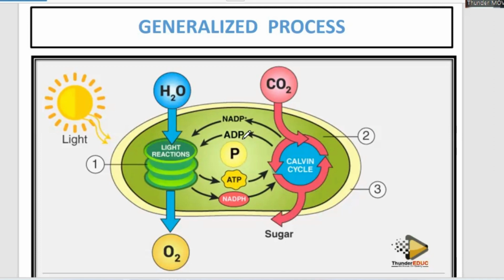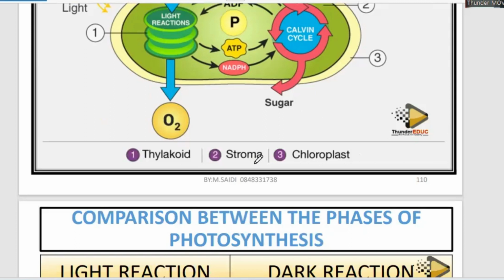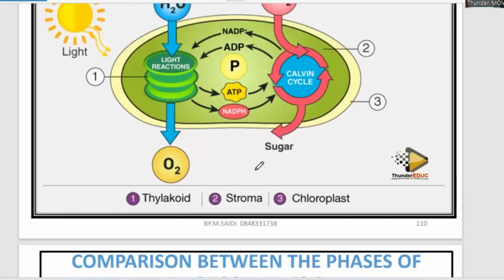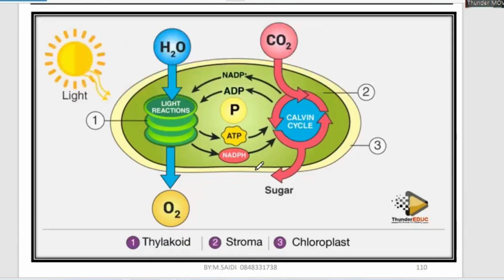Now the ADP, adenosine diphosphate, and the NADP plus will go back to the light phase, and then be used over and over and over again. So basically, that is the process of photosynthesis. I know that students have a big challenge when it comes to this process.